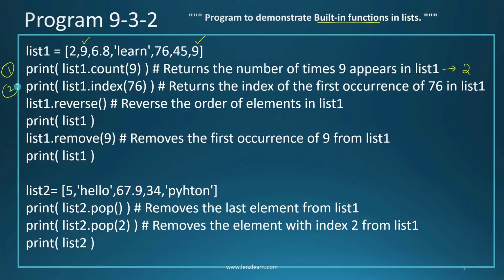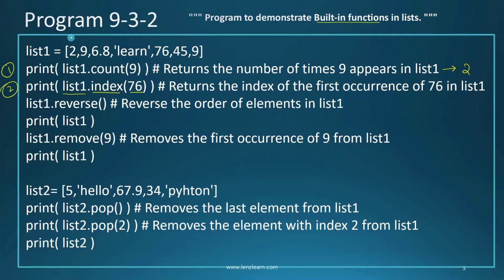In the second print statement, I am trying to print the index value if 76 is available inside list 1. Here it will start to search inside the list, and finally when it finds 76, it will print the index value of 76.